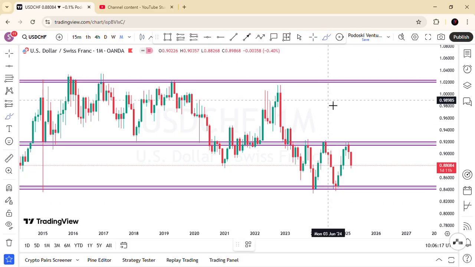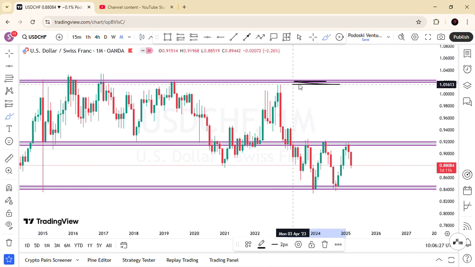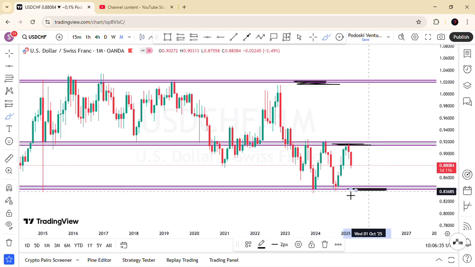Okay, so since USD CHF is ranging, let's mark out our zone and continue with the analysis. So on USD CHF on the monthly time frame, I have my monthly lower zone, my monthly midway zone, and my monthly upper zone.